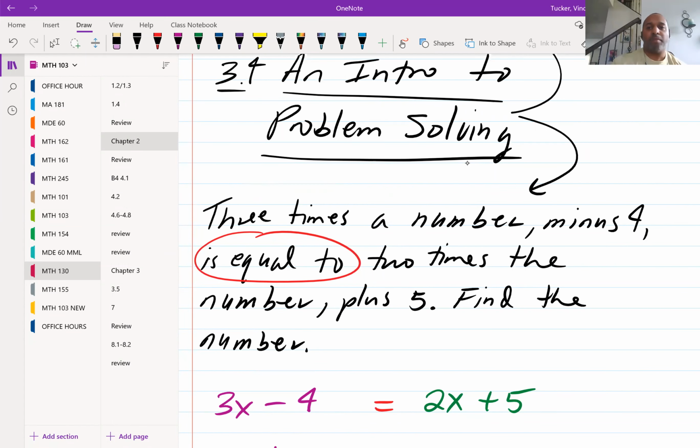And then we have 4 times the number. So there it goes right there. 4 times the number, 4x, decreased by 12. So decreased by is going to be subtraction. And that's how we got 4x minus 12.